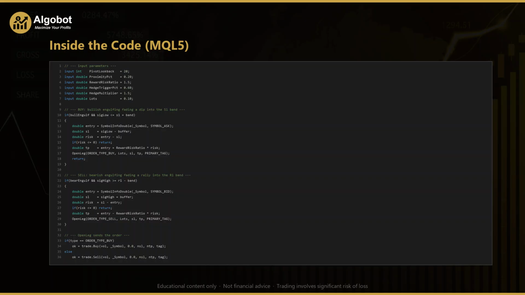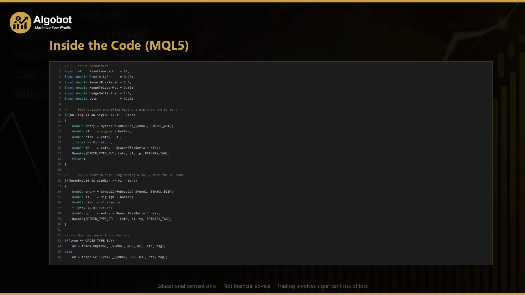The sell block is the mirror image. If bear engulf is true and the signal candle's high reached R1 minus the band, the entry comes from the bid. The stop sits above the signal candle's high plus the buffer. Risk is stop minus entry, and the take profit is placed below the entry by the same multiple.